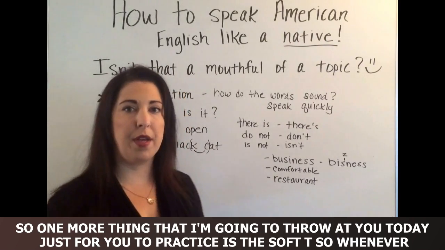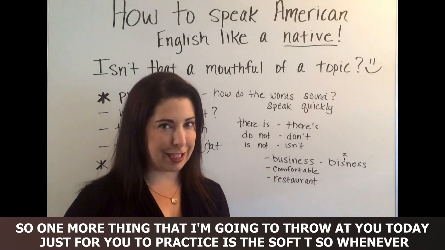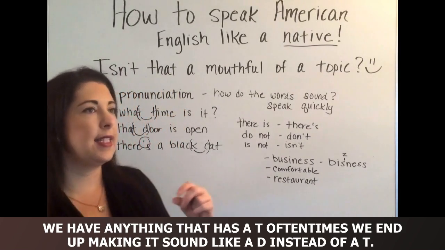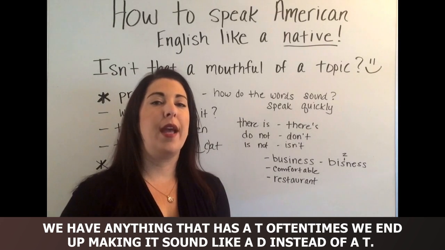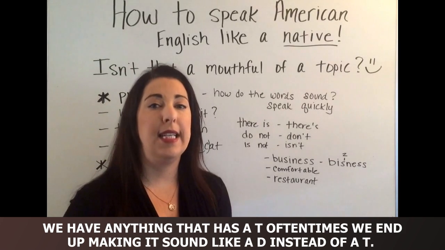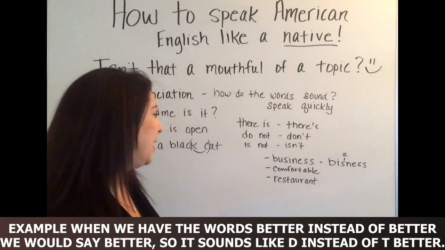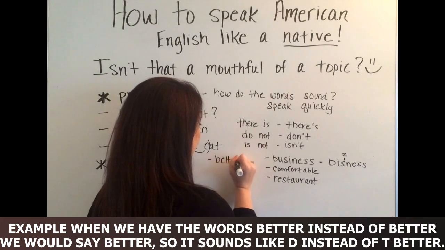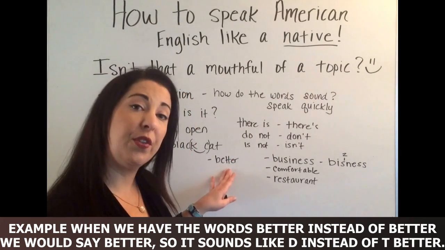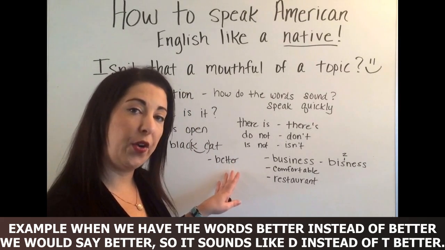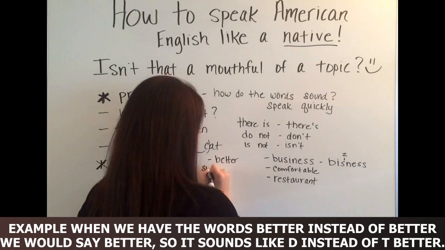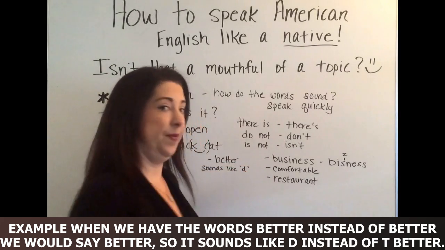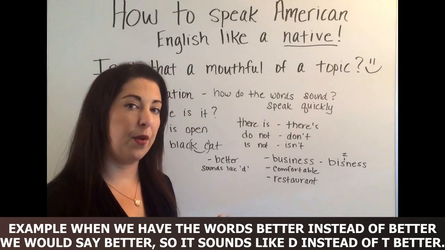So one more thing that I'm going to throw at you today, just for you to practice, is the soft T. So whenever we have anything that has a T, oftentimes we end up making it sound like a D instead of a T. Example, when we have the word better, instead of "better" with a hard T, we would say "better" with a D sound.